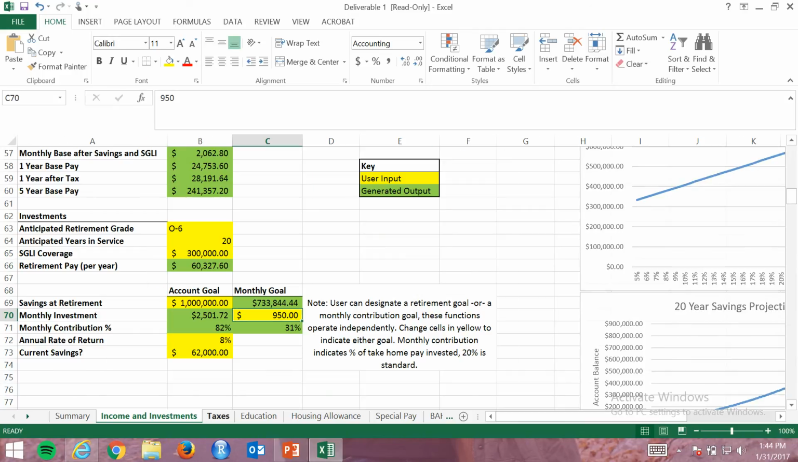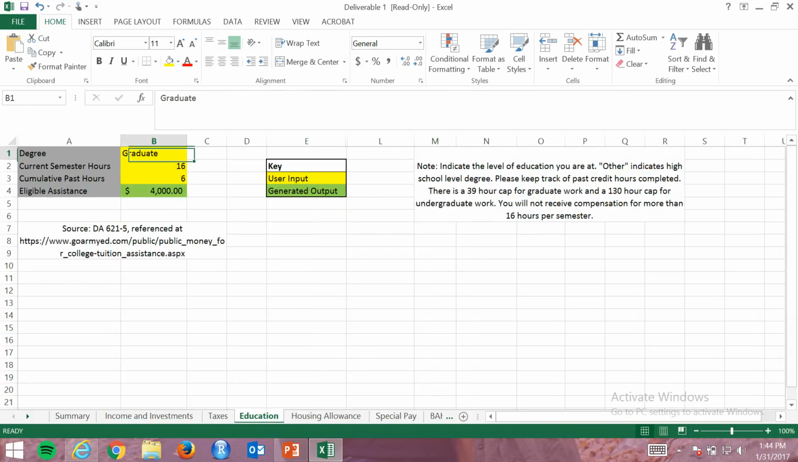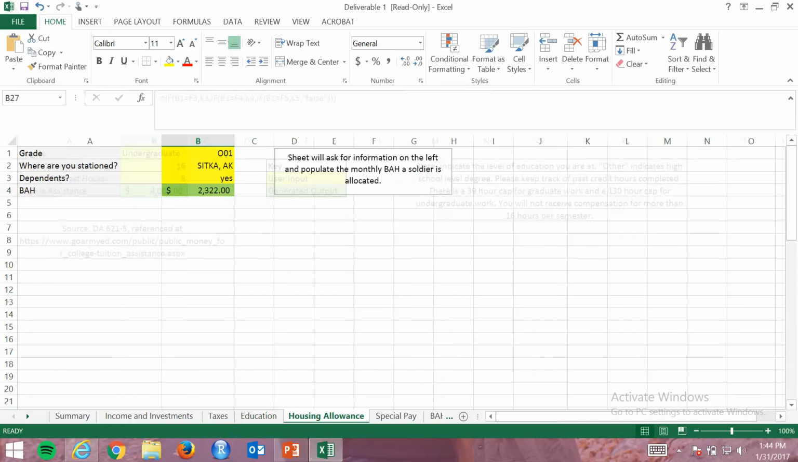For the taxes sheet, all we need is a family status, whether you're single, married, or the head of household, and that will populate a tax income, tax bracket, as well as total amount of taxes. For education, if you are interested in pursuing a degree, what degree are you interested in pursuing, how many current semesters you've taken, and how many cumulative semesters you've taken in the past, and that will also populate how much assistance you are eligible for.